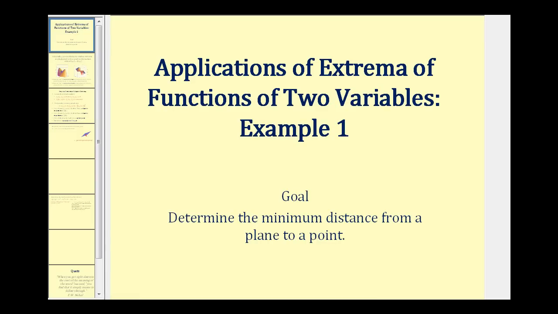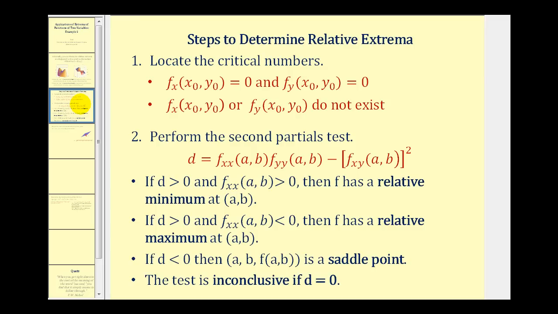Welcome to the first of several videos on applications of extrema of functions of two variables. The goal of this video is to determine the minimum distance from a point to a plane. In order to solve these types of problems, once we determine our function in terms of two variables, we'll follow the same steps we followed to determine the relative extrema of functions of two variables in a previous video. So you may want to pause the video here to review these steps.